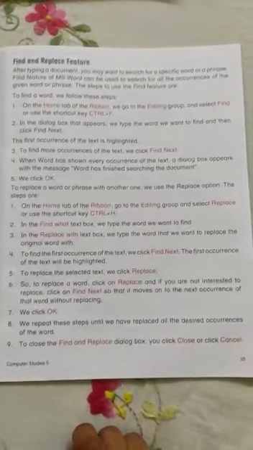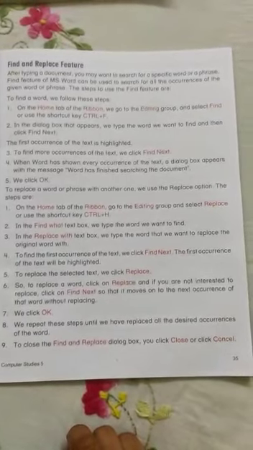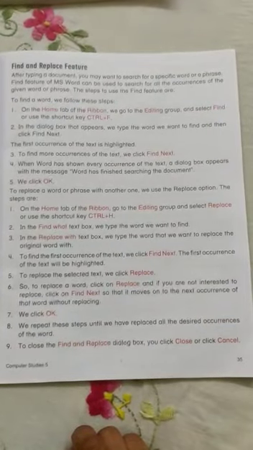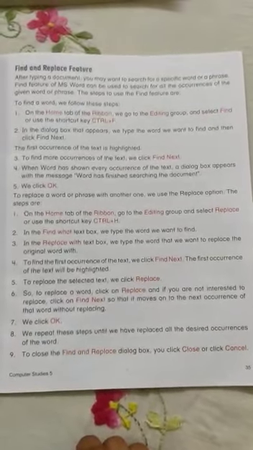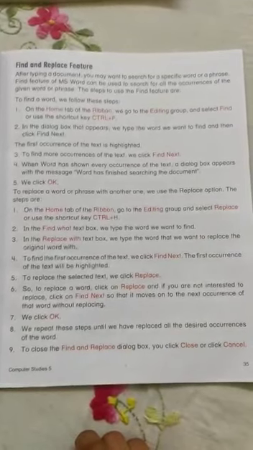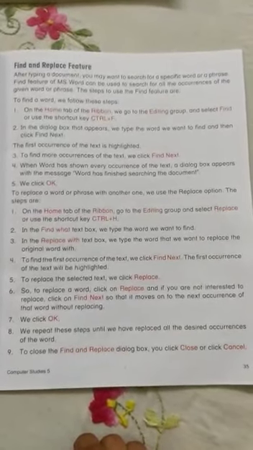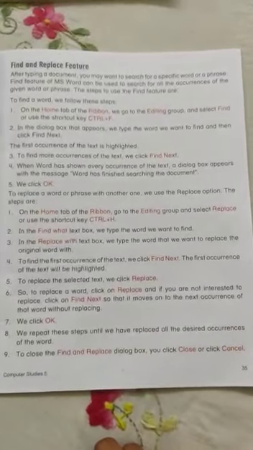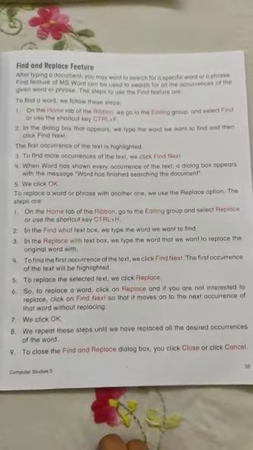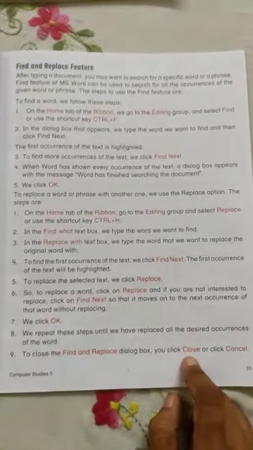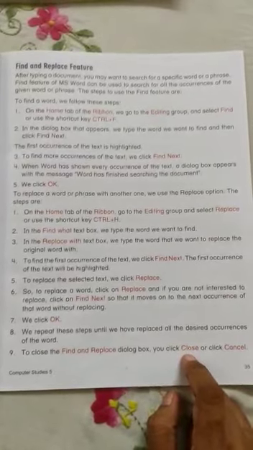Then click OK. We repeat these steps until we have replaced all the desired occurrences of the word. Now we will repeat this every now and then, wherever we want to replace that particular word from the original one. To close the Find and Replace dialog box, you click Close or click Cancel. If it is done, then you will click on Close, or you can click on Cancel.